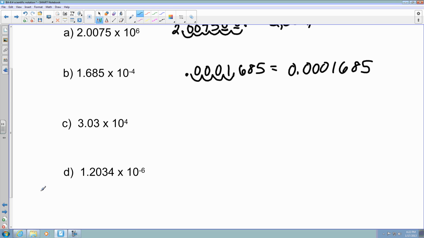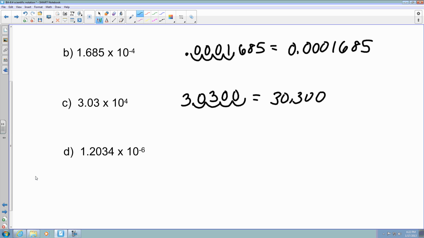C, I have 3.03 times 10 to the fourth. Fourth power is a positive exponent. The value in standard form is going to be greater than 1. So I'm going to move it to the right-hand side, and I'm going to move it 4 times. 1, 2, 3, 4. I have 2 empty spaces, so I get to put zeros in there. So that ends up equaling 30,300.